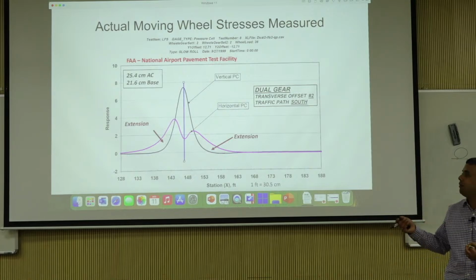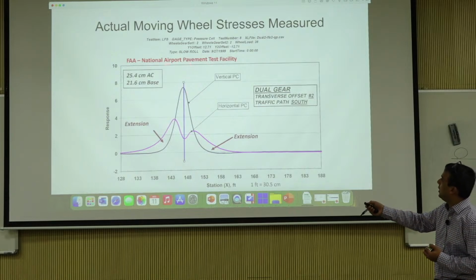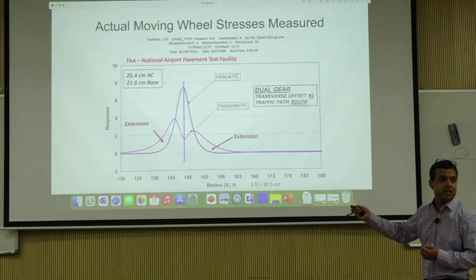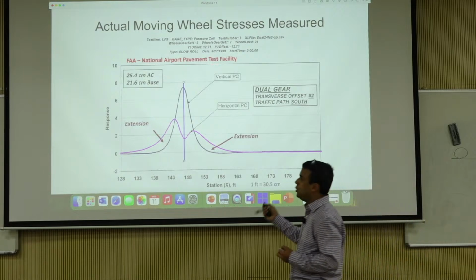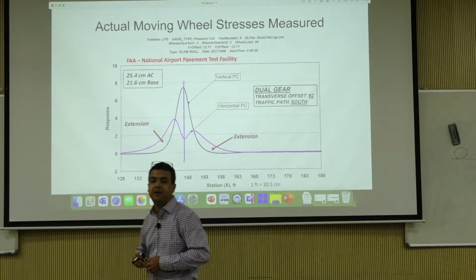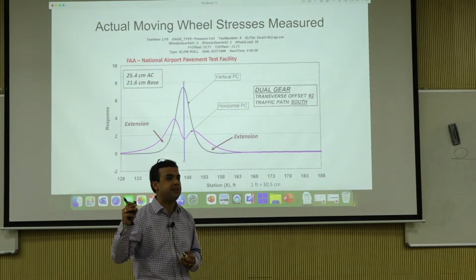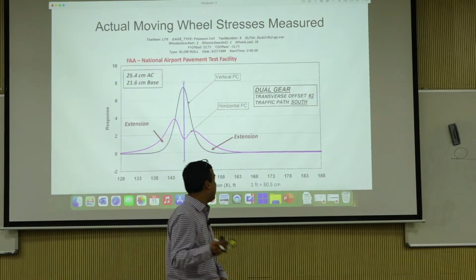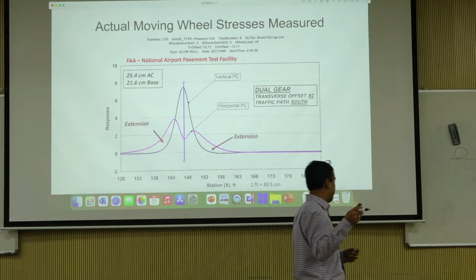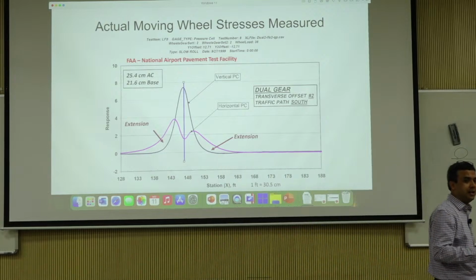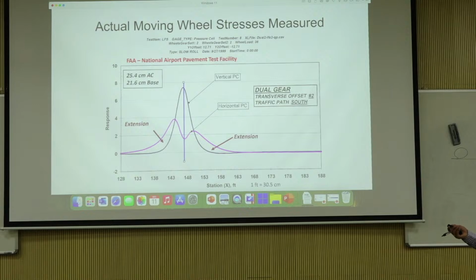Okay. Now look at this. This is actually from the FAA, Federal Aviation Administration in Atlantic City, New Jersey. They have a huge testing facility. It's called NAS, National Airport Pavement Testing Facility. One of the major researchers in there is actually an Indian guy, Navneet Garg or Nav Garg. He's a very, very well-known person, another Illinois graduate.